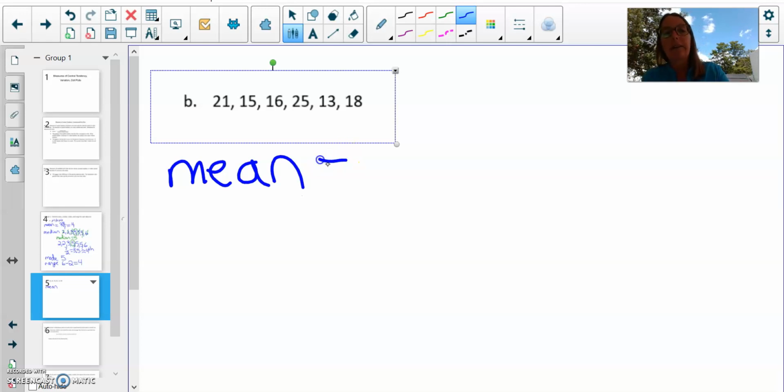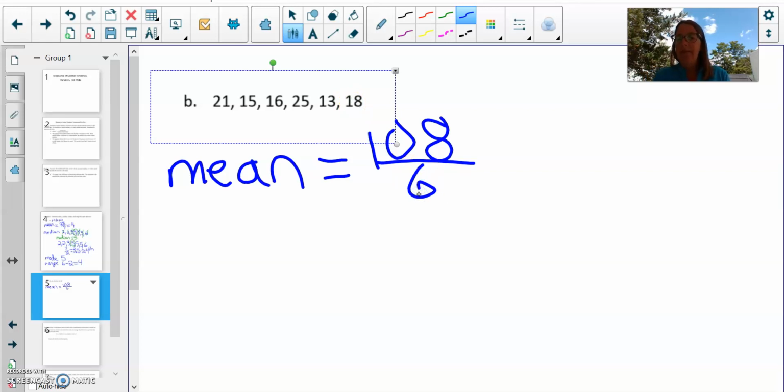Okay, that gives me 108. I have to divide it by 1, 2, 3, 4, 5, 6 data values this time. So my mean is 18.